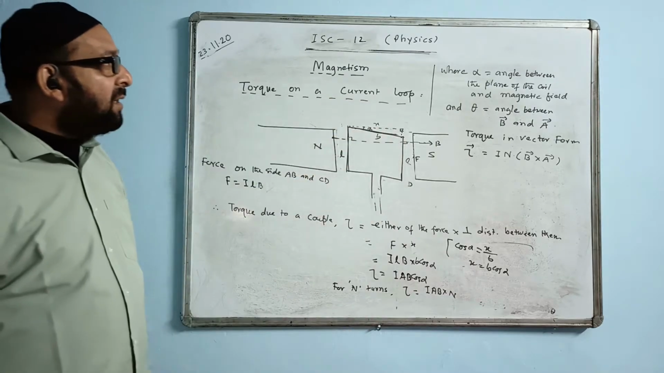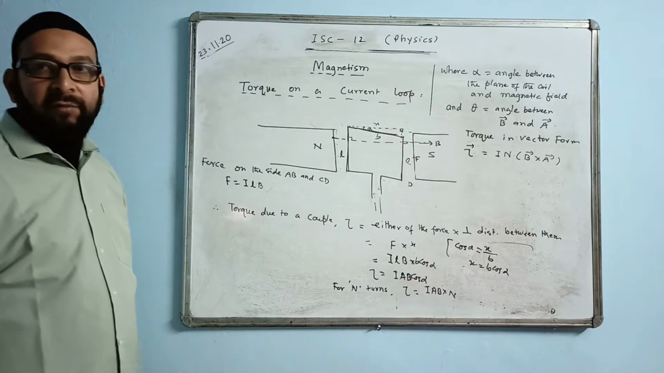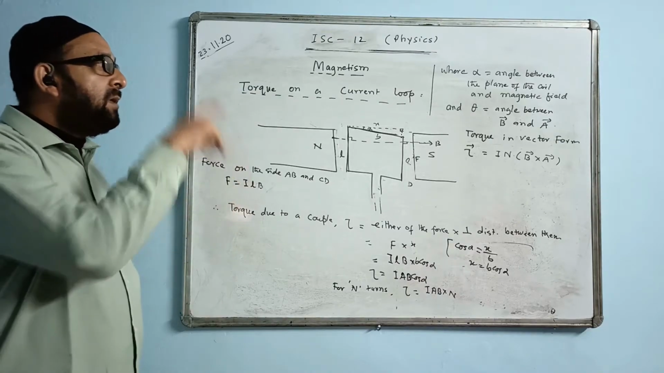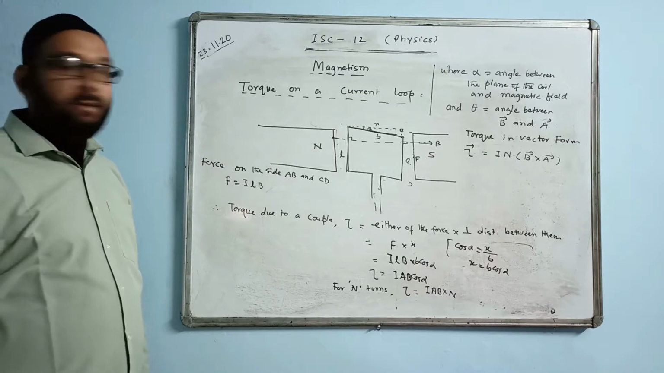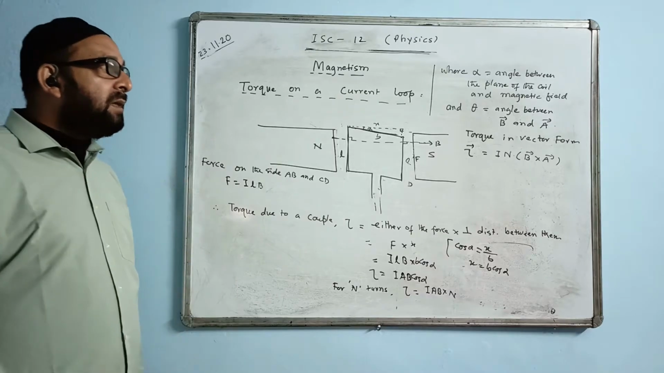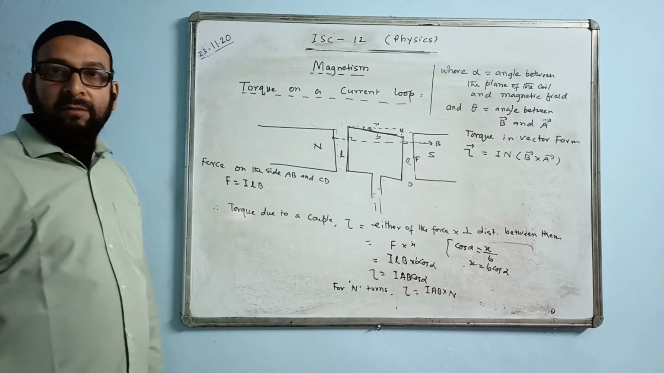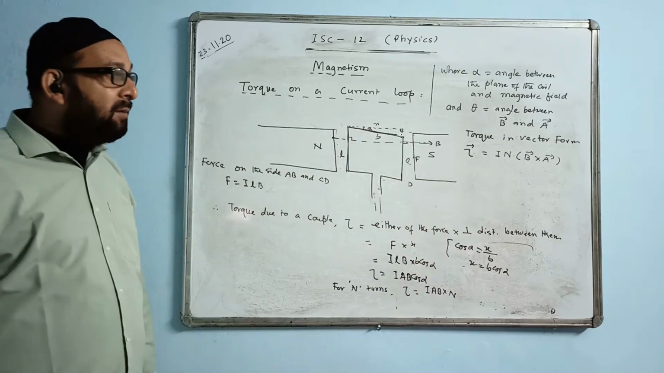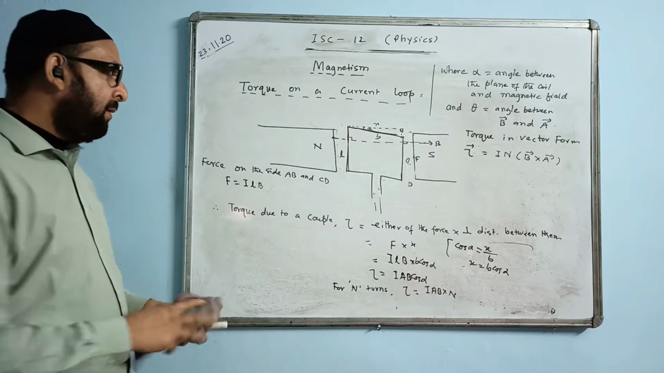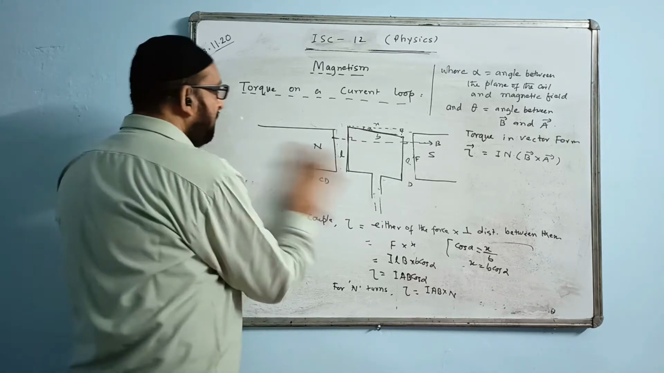I mentioned alpha is the angle between the plane of the coil and the magnetic field. Or we can express it in terms of theta. Usually we express it in terms of theta only, because torque is a vector quantity. We have to show the vector product there, the cross product. That is what I am showing here: I and B cross A.